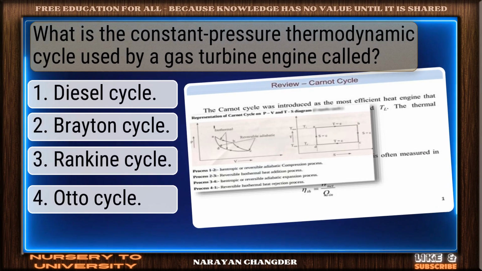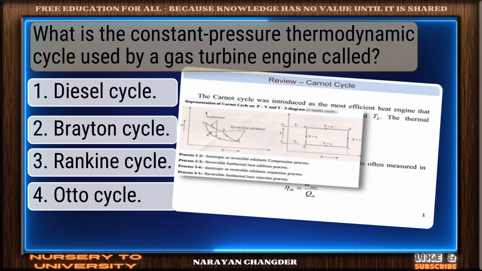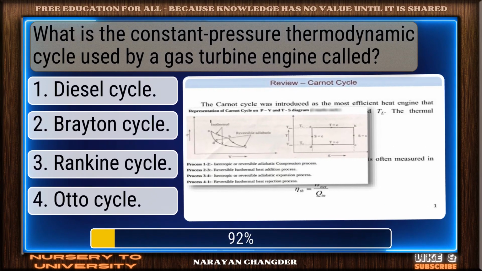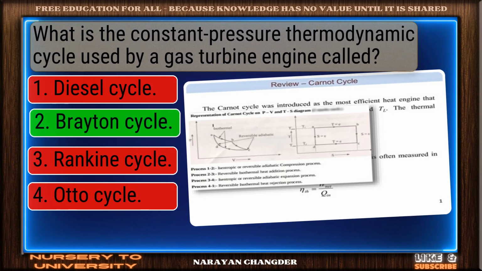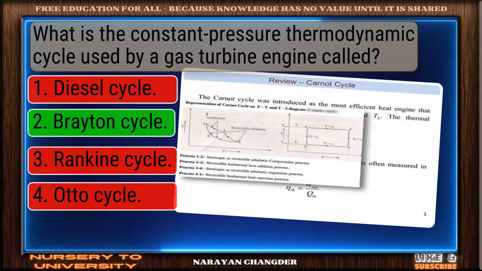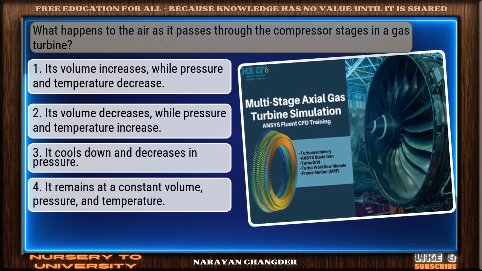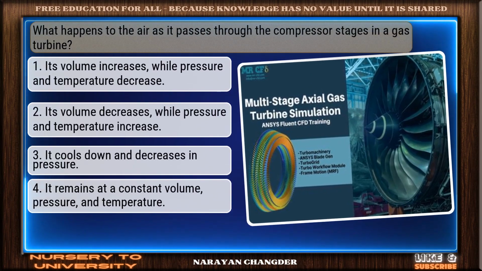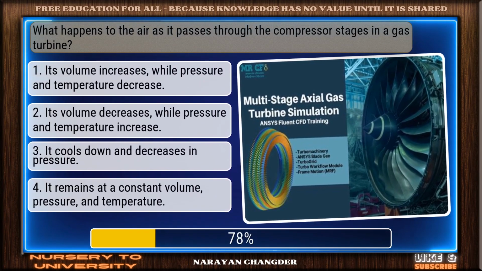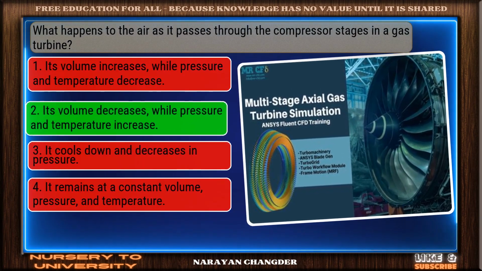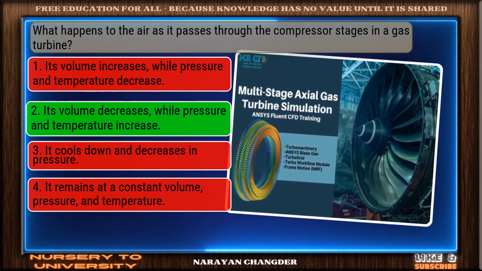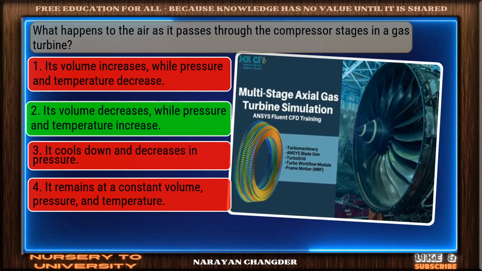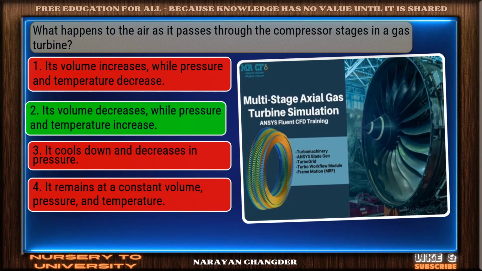What is the constant pressure thermodynamic cycle used by a gas turbine engine called? Nice selection. Brayton cycle is the correct and valid answer. What happens to the air as it passes through the compressor stages in a gas turbine? Clear logic. Your choice, its volume decreases, while pressure and temperature increase is sound and 100% true.